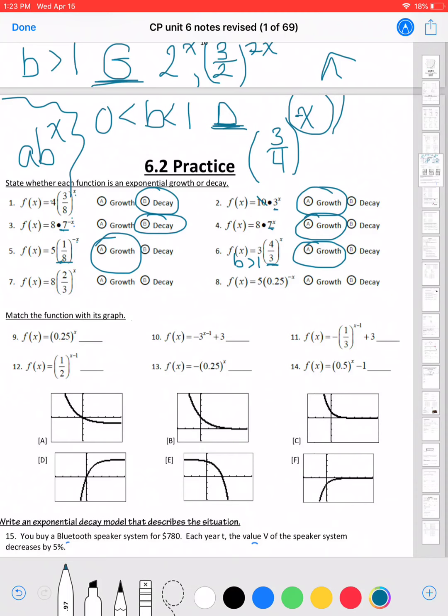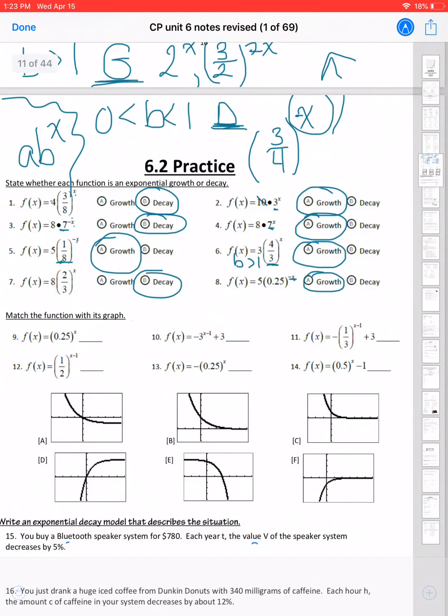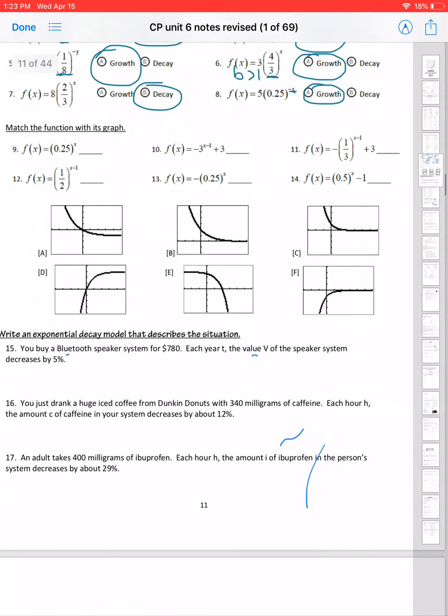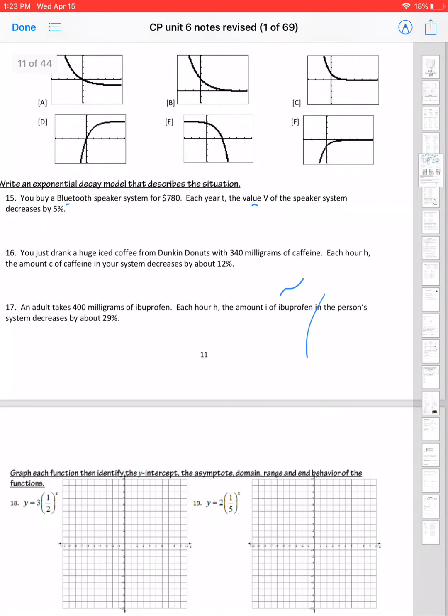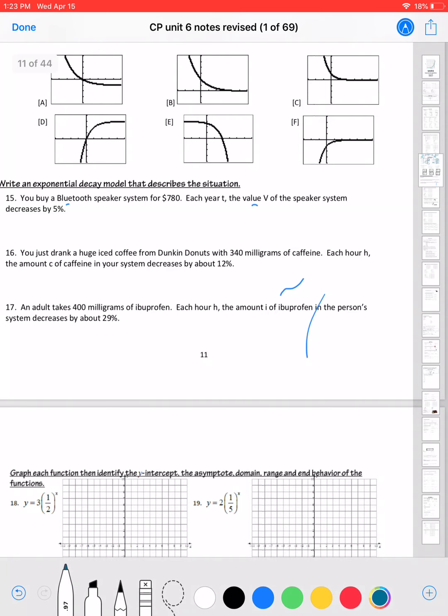For number 7, that base is between 0 and 1. Exponent's positive, decay. For number 8, the base is between 0 and 1. We typically think decay, but because there's a negative exponent, it's going to flip it and make it growth. So hopefully you have a better understanding of the differences between exponential growth and decay. And then what I'd like to do is go through some of the examples at the bottom. So bear with me as I try to erase what I wrote earlier.